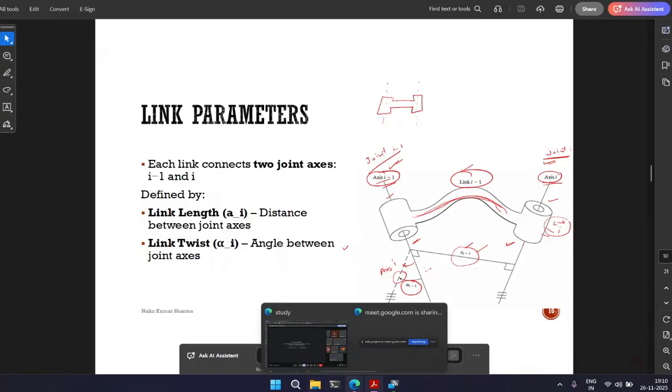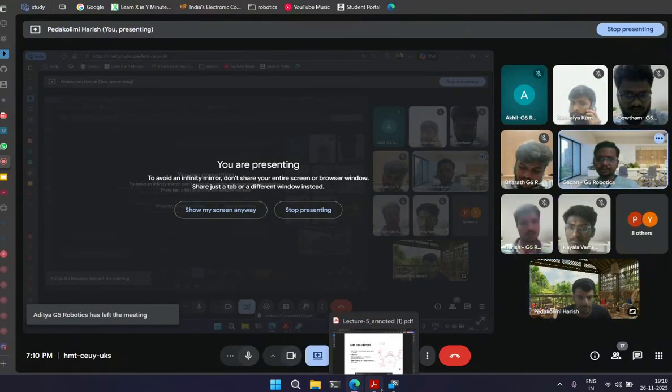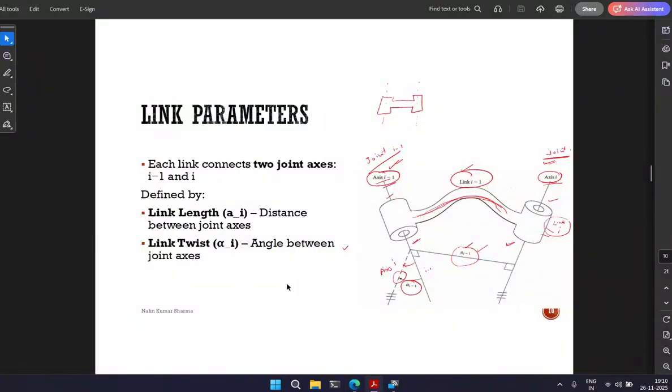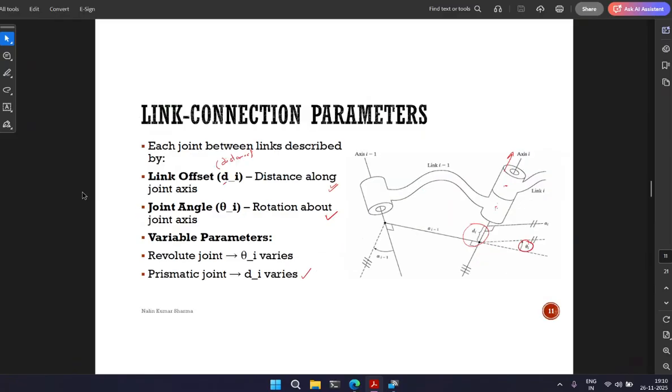Any doubt, guys? Am I mute? No, sir. No doubt. Okay, great. So we'll find a i, alpha i. Links are done. Next comes offset and joint angles.